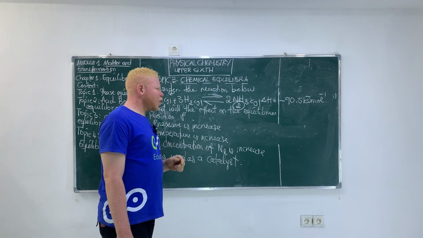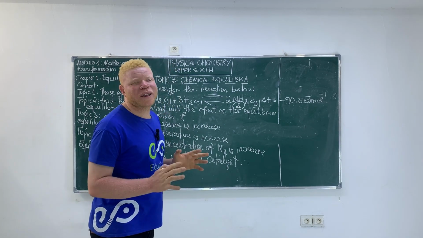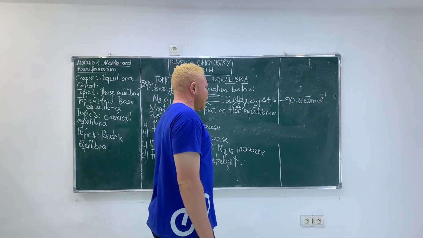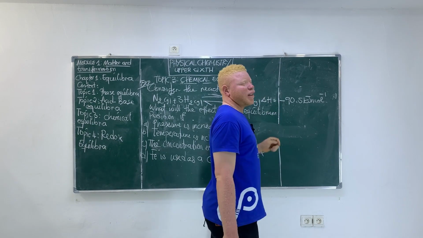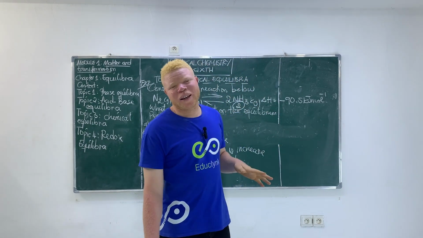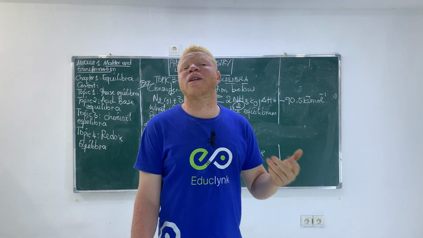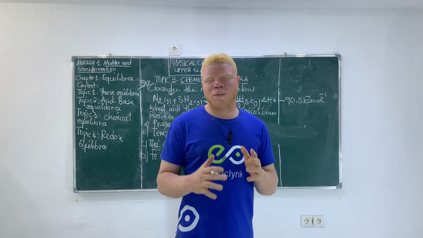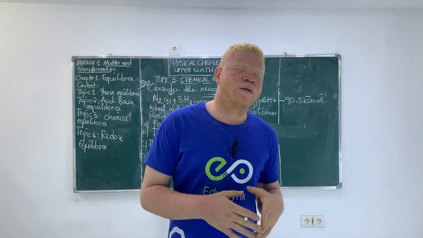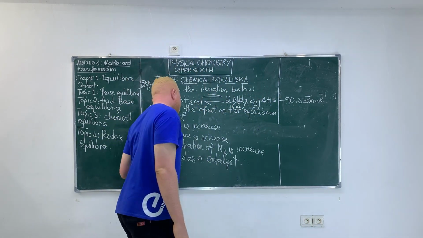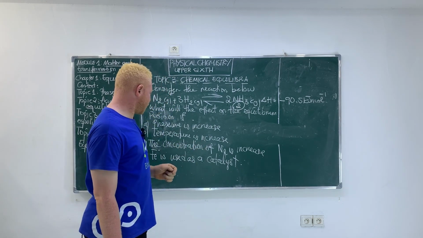If temperature is increased, whenever we talk about temperature, we look at delta H. In this case, delta H is less than 0. So delta H is negative. Negative delta H means the reaction is exothermic. For an exothermic reaction, if you increase the temperature, the equilibrium position will shift to the left. So here, we're going to say the equilibrium position shifts to the left.